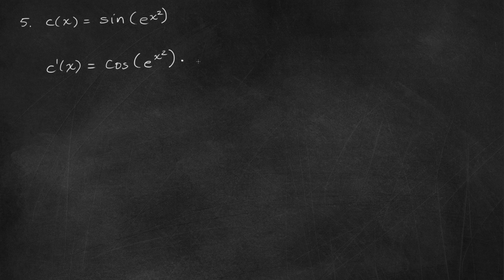So the derivative of e to the stuff is e to the stuff times the derivative of the stuff. And the derivative of x squared in this case is 2x. So this is a double chain rule problem. And we can rearrange terms a little bit. This would be 2x e to the x squared times cosine of e to the x squared.